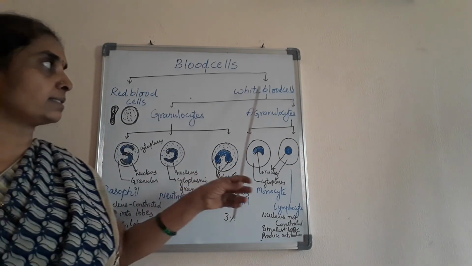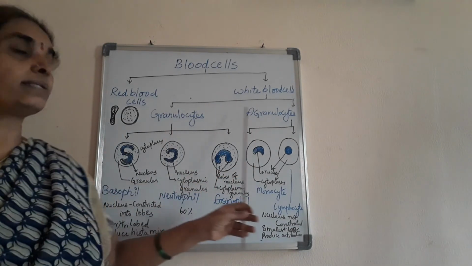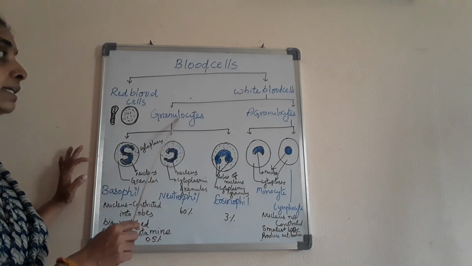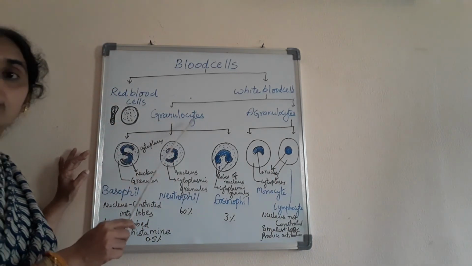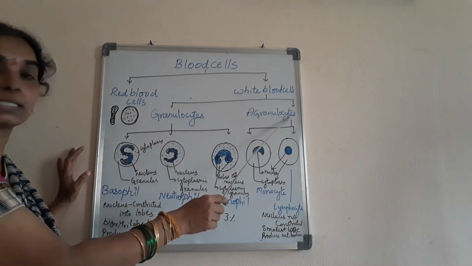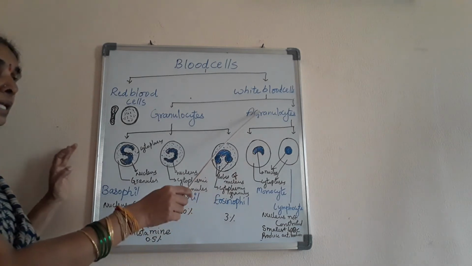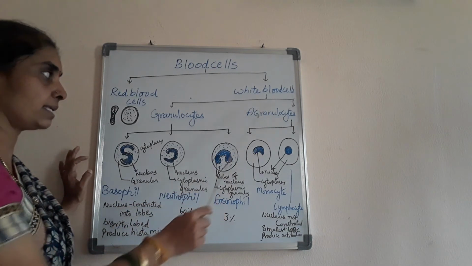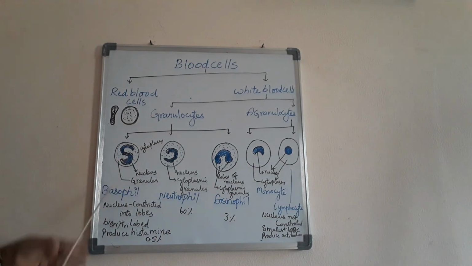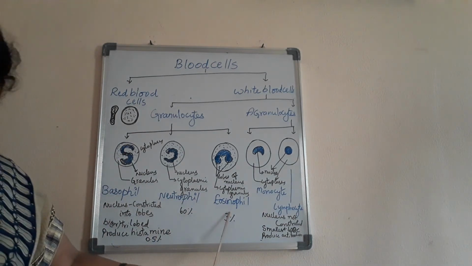So the white blood cells next. They are divided into granulocytes and agranulocytes. Granulocytes, the name itself refers that they contain grain-like structures inside the cell. Agranulocytes are non-granular cells. That is, they do not contain the grain-like structures in the cells. The granulocytes are divided into three types. They are basophils, neutrophils, and eosinophils.